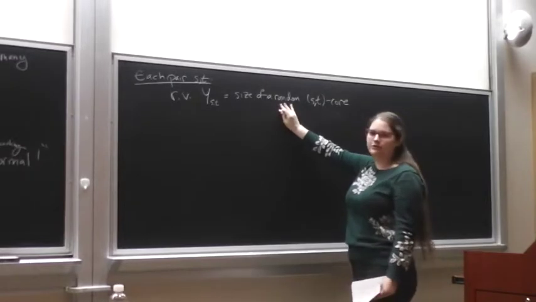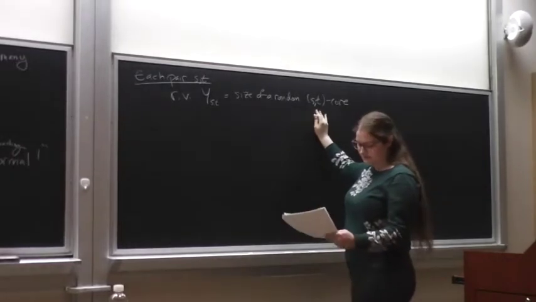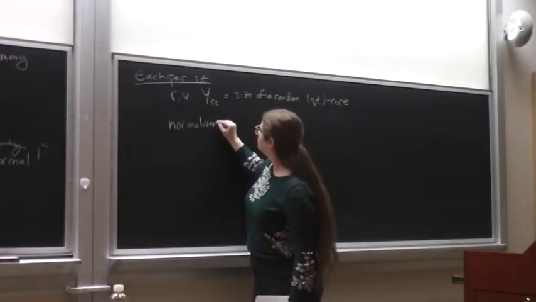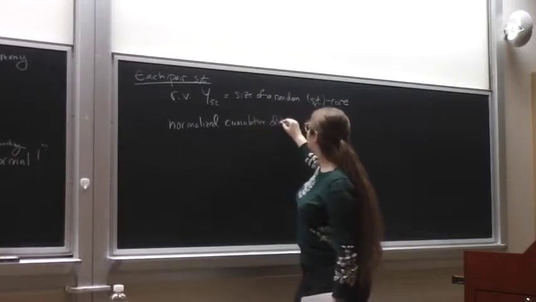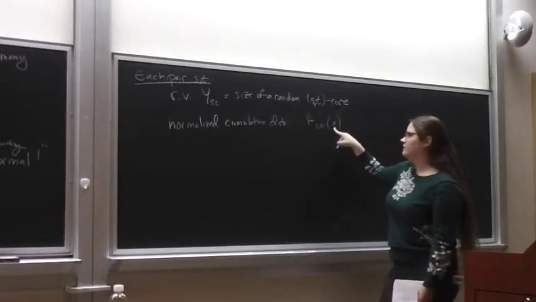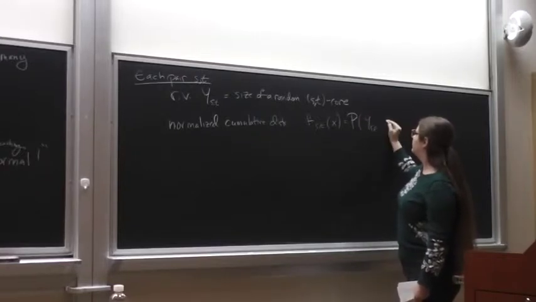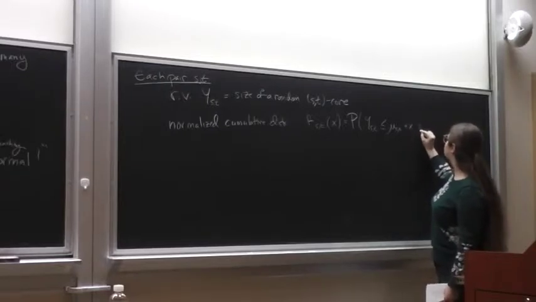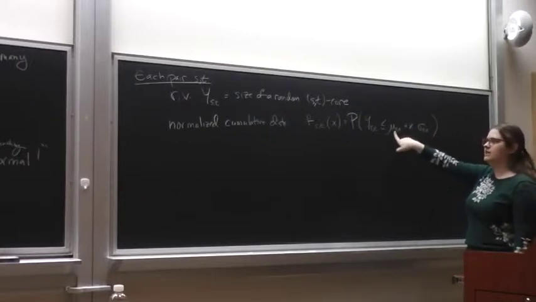And by this I mean chosen uniformly at random. So this finite set, pick one at random and see what the size of it is. Then I'm going to look at the normalized cumulative distribution function, which we'll call little f of some variable x, and that's the probability that my variable is at most x standard deviations above the mean.